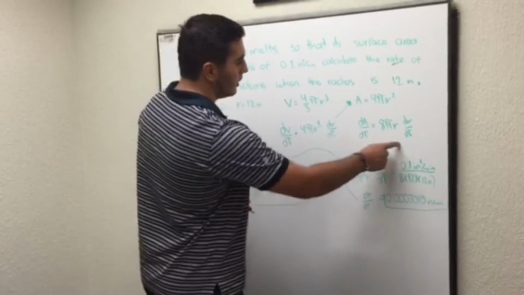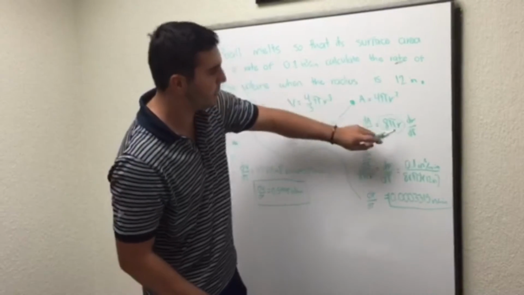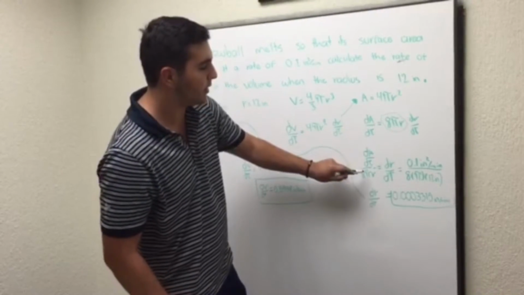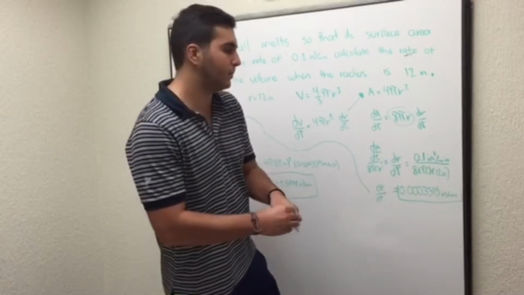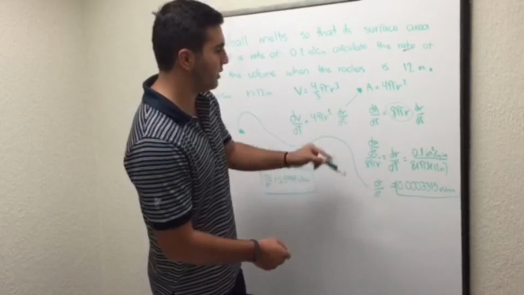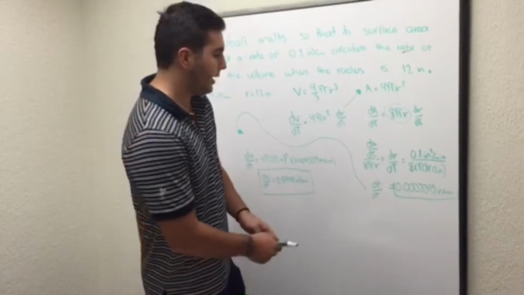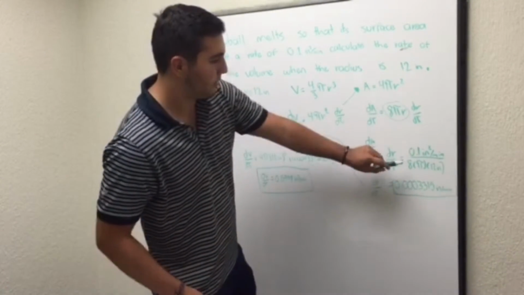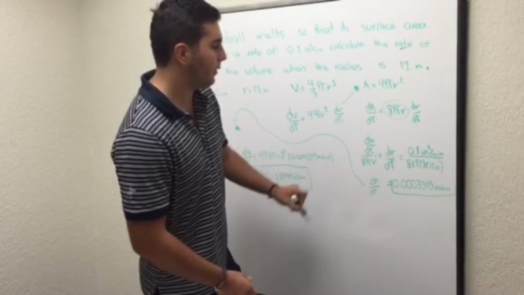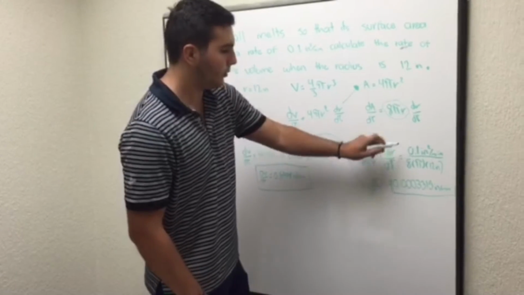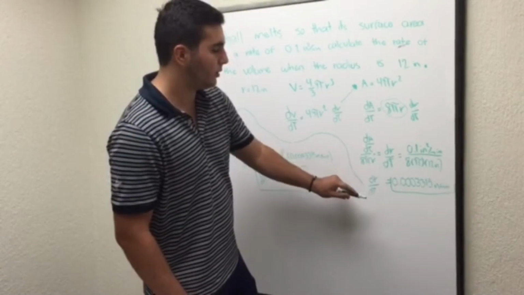So when we leave it alone, we get this, because all this part is multiplying the dr over dt, so we pass it dividing, and when we pass it dividing, the only thing we have to do is put in the values of each thing. So dA over dt is 0.1 inches squared over minute, and 8 times pi times radius, that is 12 inches, that is in here, and the only thing we have to do is resolve this equation, and this is the dr over dt.